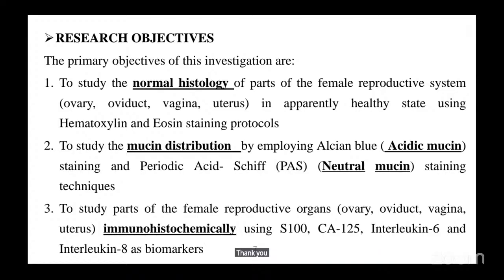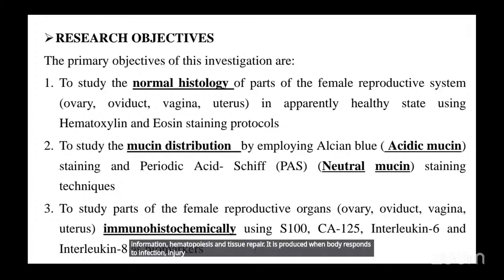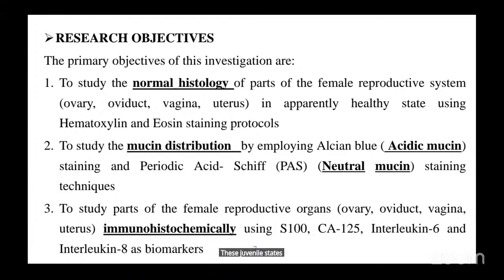Thank you very much. Let me start with interleukin 6. Interleukin 6 is a pro-inflammatory cytokine. It's involved in immune regulation, inflammation, hematopoiesis, and tissue repair. It is produced when the body responds to infection, injury, or stress. At this juvenile stage, it is expected that the values should be low. When there is a disease condition, injury, or stress, there will be higher titration.